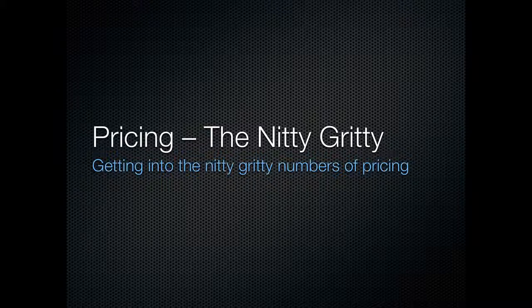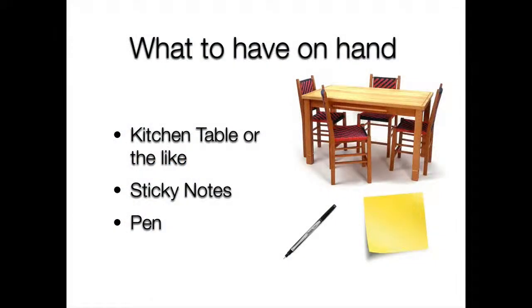Pricing, we're going to talk about the numbers, getting into the nitty-gritty numbers of pricing your products. What do you need to have on hand? Well, I recommend having a kitchen table or something like that you can lay everything out on. A set of sticky notes, and of course a pen to write some things down on. We want to keep track of everything that goes into the makeup of your products, and I find that this is the easiest way for you to visualize each product individually.